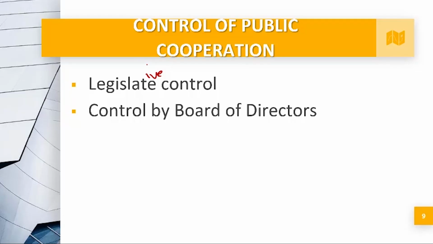Then next we said control by board of directors. Remember I said we have the president appoint ministers, ministers appoint board of directors. This board of directors, they are the one that will decide for the general annual meeting. They will decide on how to run the organization. Therefore, they also control the public cooperation by telling them what to do and what not to do, okay?